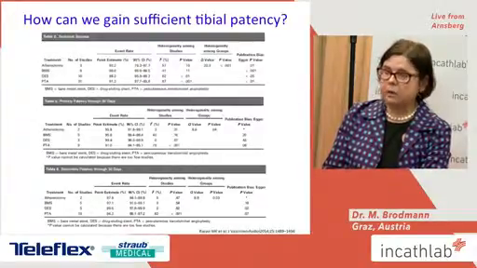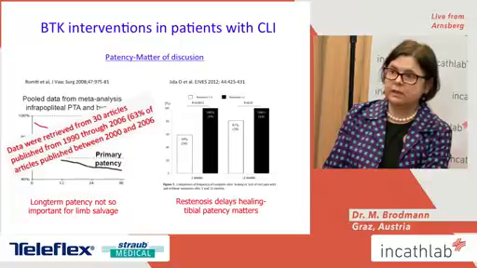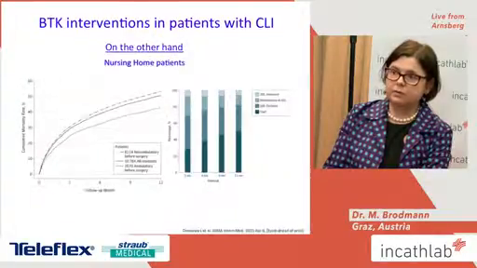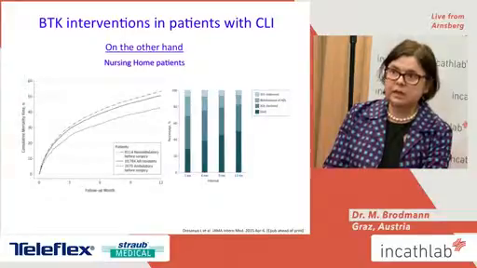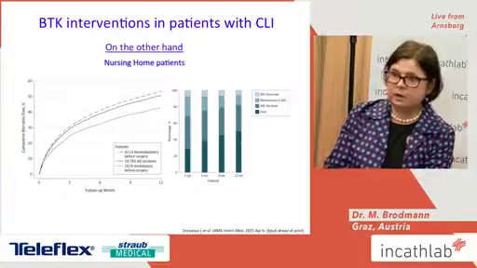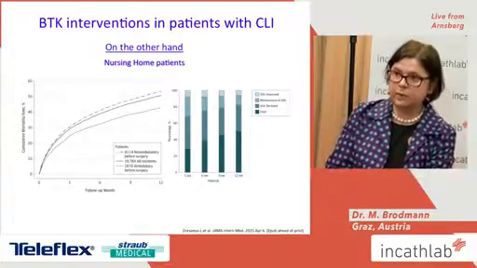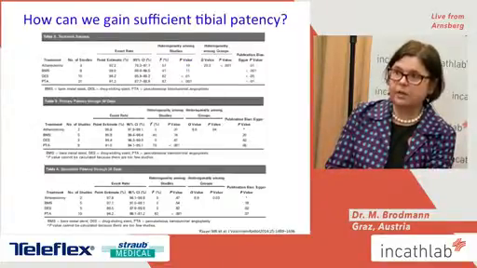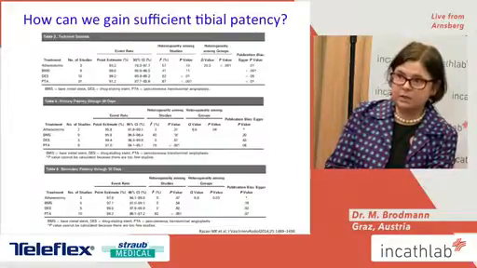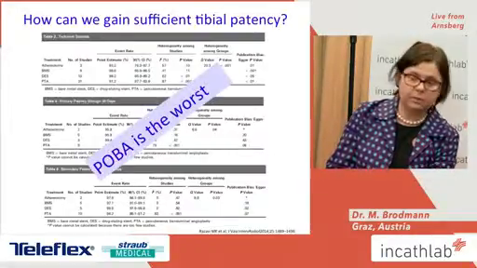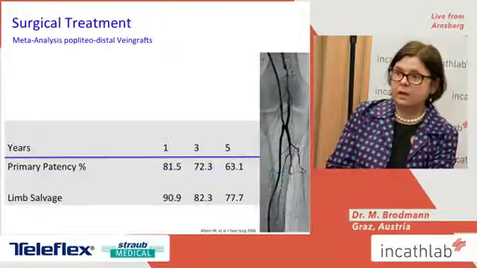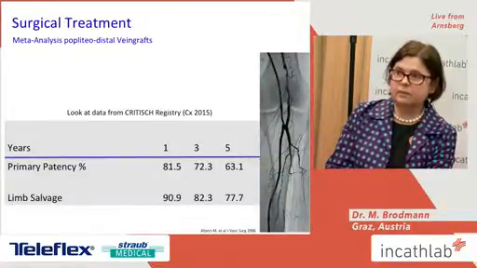On the other hand, we have the issue that in nursing home patients, for example, if patients are already immobile, they don't get any benefit from revascularization. So we have to do that before. How can we gain sufficient tibial patency? I think BOBA is the worst. Can we do it with surgical treatment? Yes, but only in selective patients.